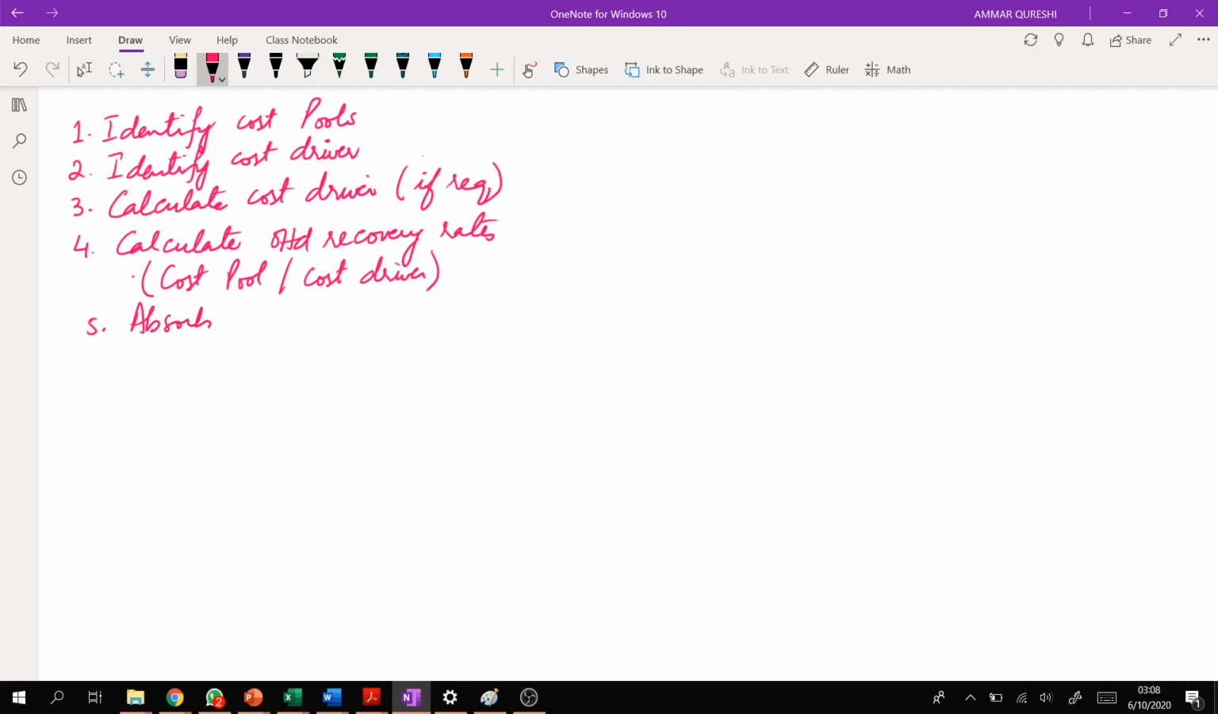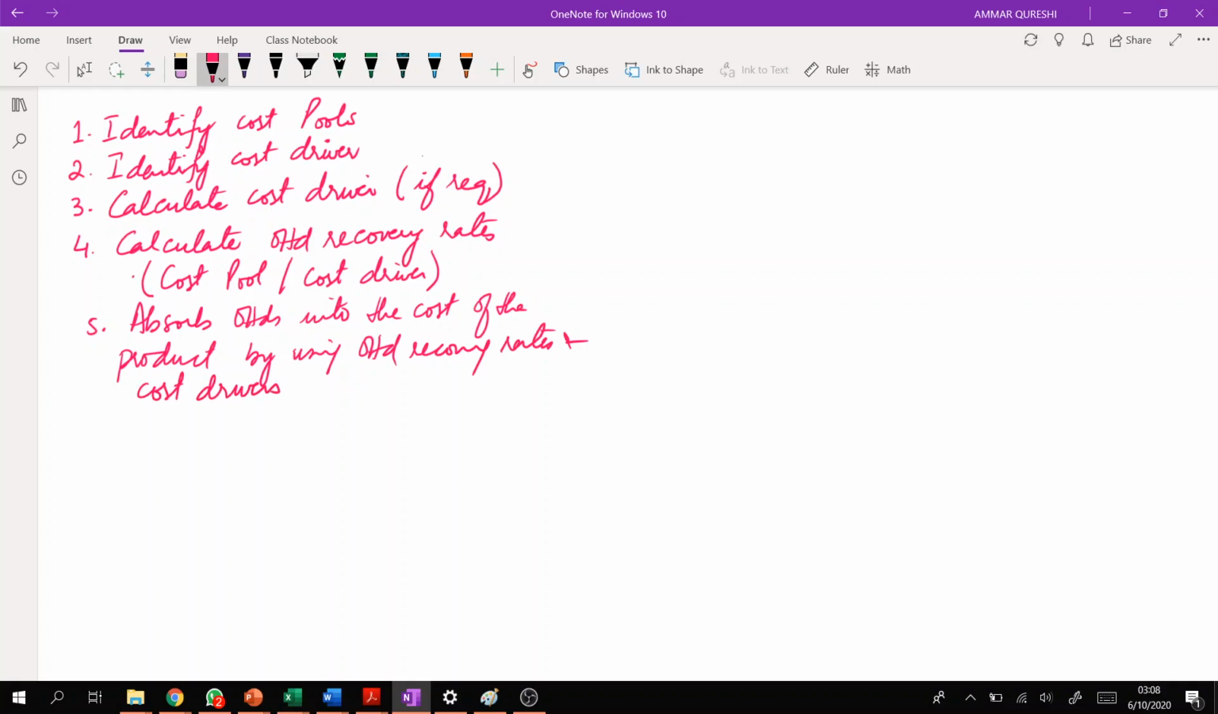Absorb means what? Absorb means to include overheads into the cost of the product. So once you are done with the calculation of overhead recovery rates, then you have to include all these overheads into the cost of the product by using those rates. So then you have to absorb overheads into the cost of the product by using overhead recovery rates and cost driver, right?